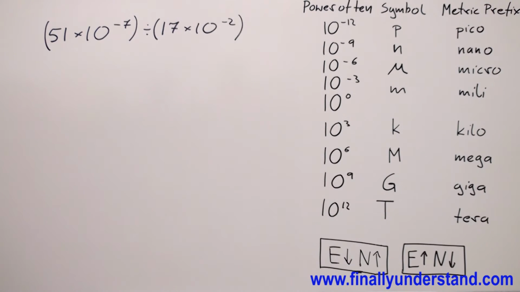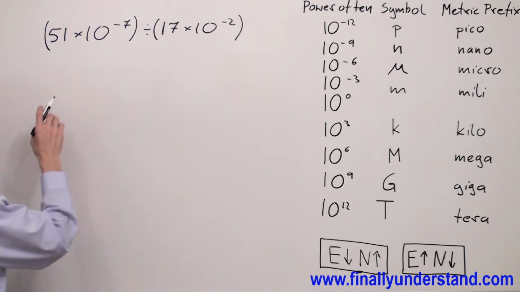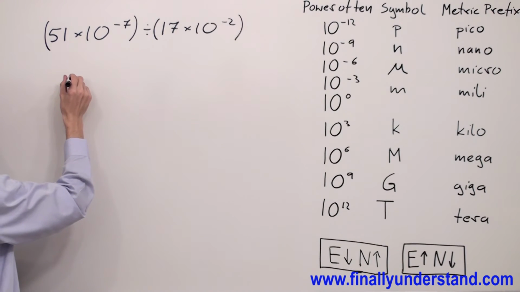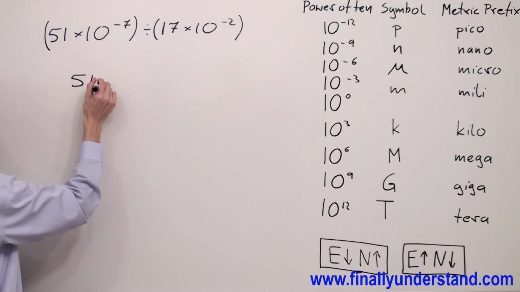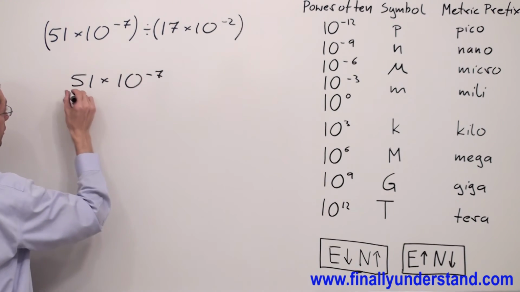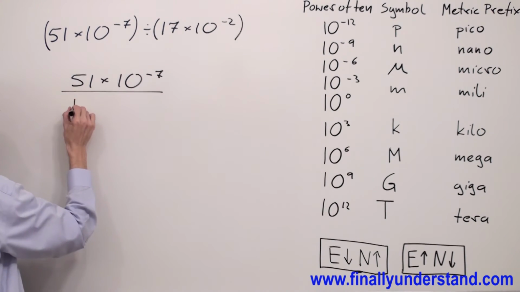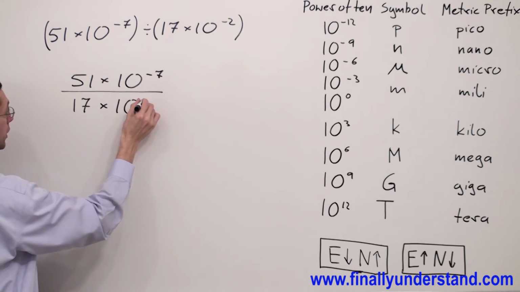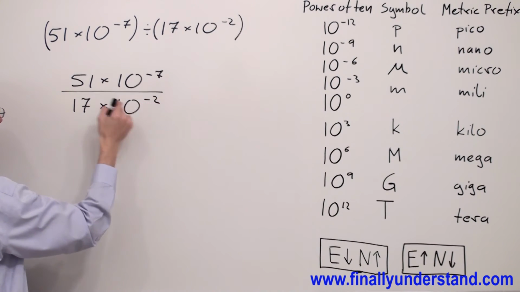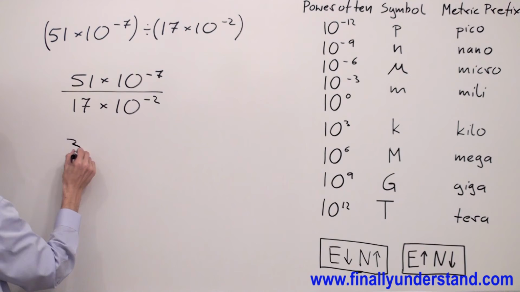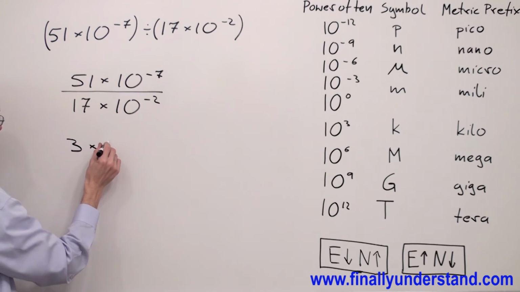Let's take a look at the second example. I'm going to rewrite this expression in terms of fractions. I have 51 times 10 to negative 7 divided by 17 times 10 to negative 2. 51 divided by 17 is equal to 3 times 10.